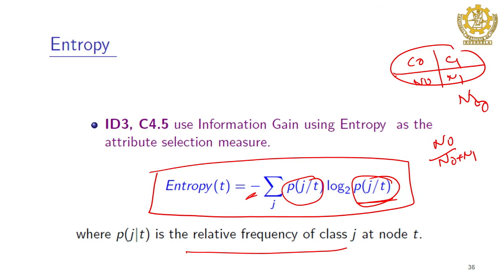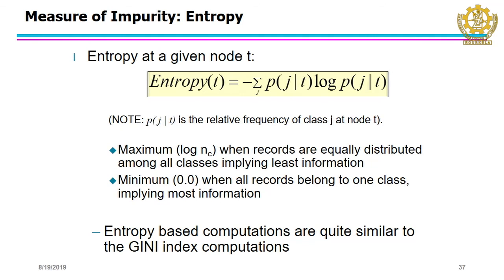What is the maximum value? When will you get the maximum value of the entropy? When each class has an equal probability in the distribution. Then all classes will have the equal probability. That means, if there are NC classes, where NC is the number of classes, then what will be the PJT? PJT will be 1 by NC. Then what will be the value of this? What will be the maximum value here? If you compute it, what will be the maximum value?